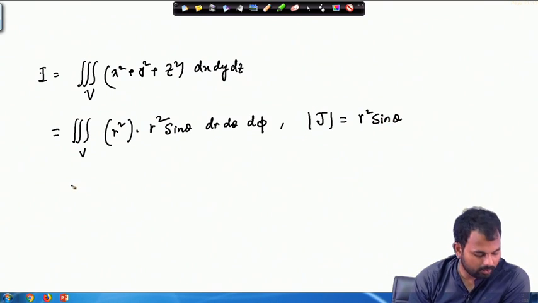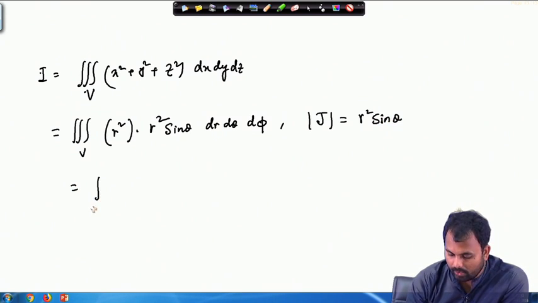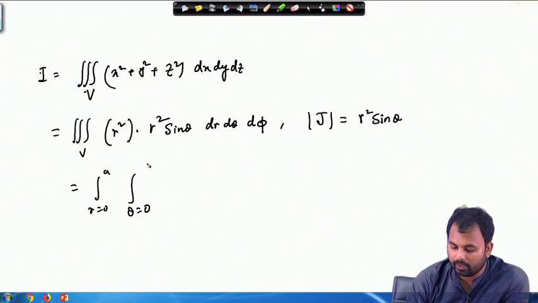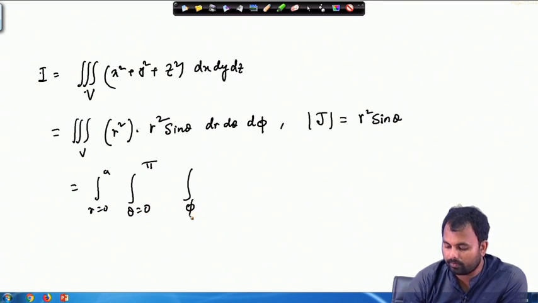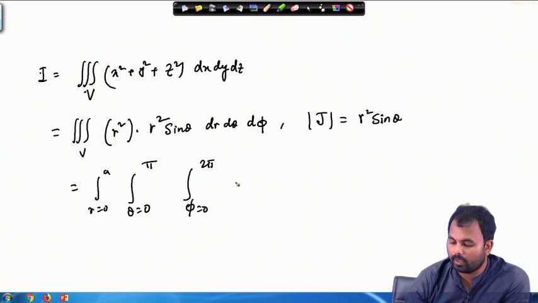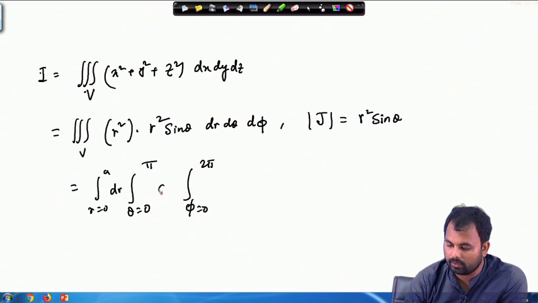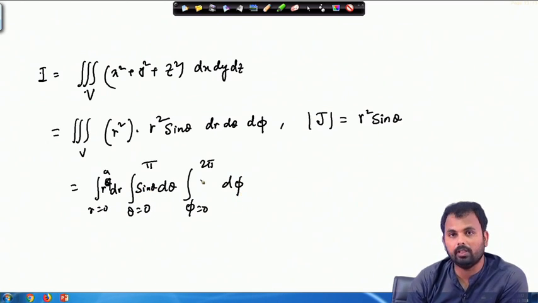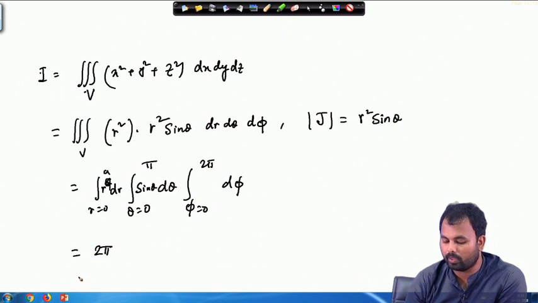All right. So, this will become the integral with r running from 0 to a, theta running from 0 to pi, and phi running from 0 to 2 pi. This is our dr, this is our d theta, and we can write our r to the power 4 here, and then sin theta here, and then d phi here. So, phi is totally independent of r and theta. So, we can integrate and put the value phi equals 2 pi right away.